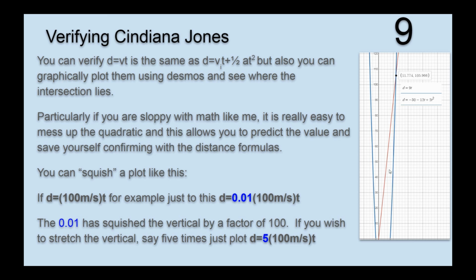And you can see that, again, this plot is stretched very much vertically. So if you wanted to see this in more detail, then instead of plotting these two formulas like this, just put a decimal 0.1 in front, and it'll flatten the vertical axis, and you can have a look. But there she be, 11.77 seconds, right? That's right from Desmos, the intersection.